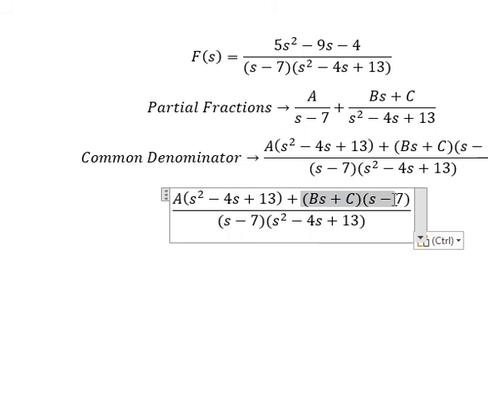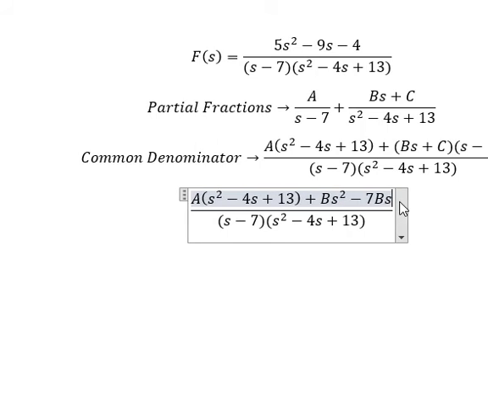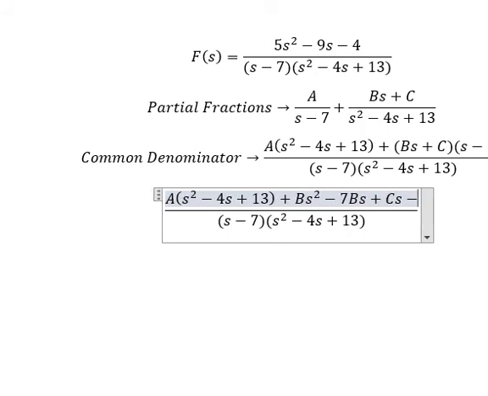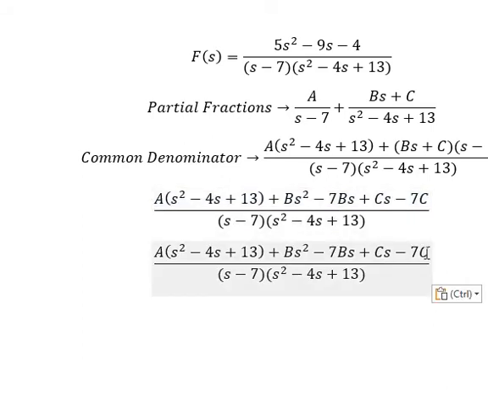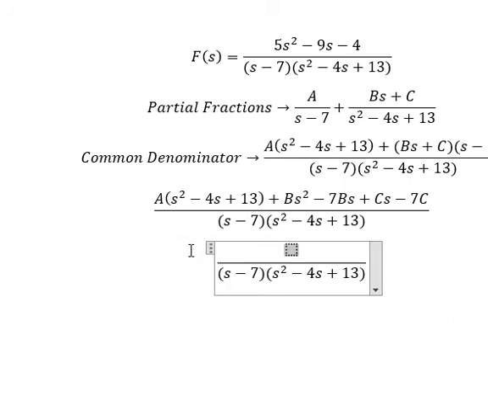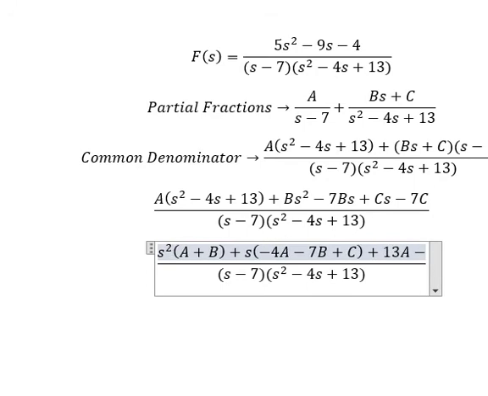Next, we need to expand this one. So we have Bs squared minus 7Bs plus Cs minus 7C. Now we need to arrange based on the terms of s. About s squared, we have A plus B. About s, we have negative 4A, negative 7B plus C. About the numbers, we have 13A minus 7C.